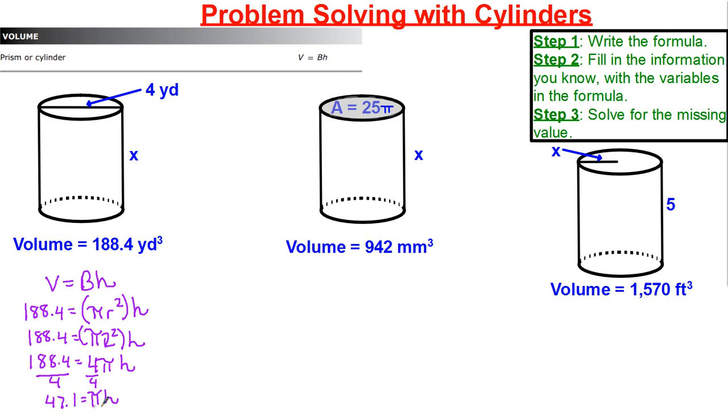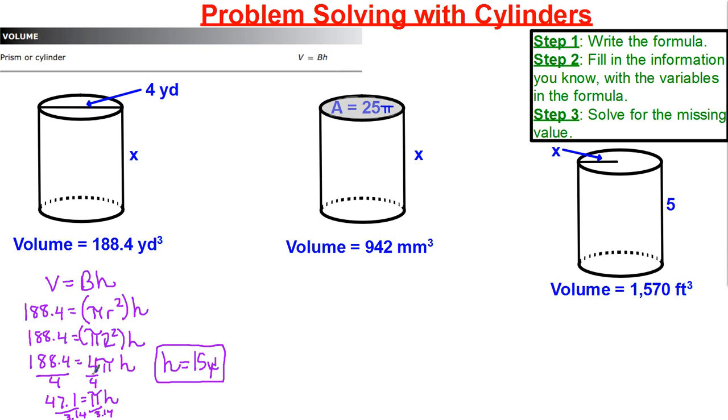Okay? We already know that pi is equal to 3.14. So let's just divide by 3.14. Once we go ahead and divide by 3.14, we're going to figure out that the height is equal to 15 yards. Okay? Now, keep in mind that was a lot there. All I did was I divided each side by 4 and then I divided each side by pi.